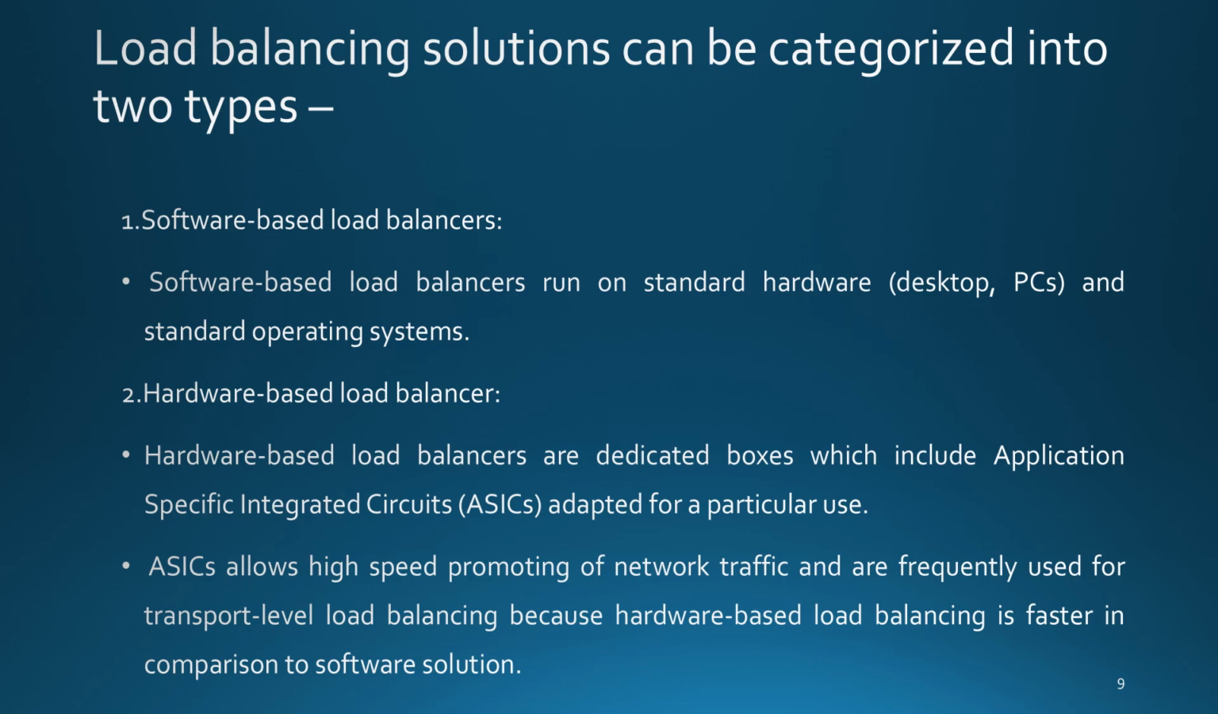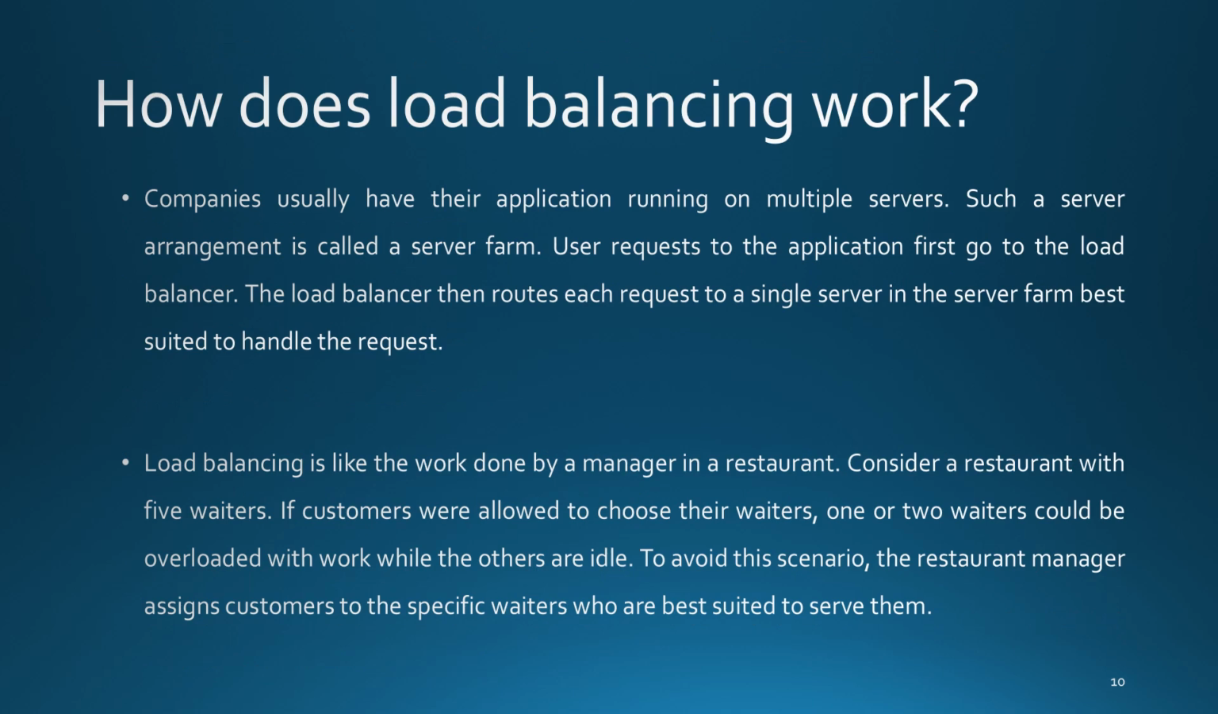Some of the examples of load balancers are direct routing, request dispatching technique, dispatcher based load balancing cluster, Linux virtual load balancer, etc. Next, we will see how does load balancing work. Companies usually have their application running on multiple servers. Such a server arrangement is called a server farm. User requests to the application first go to the load balancer.